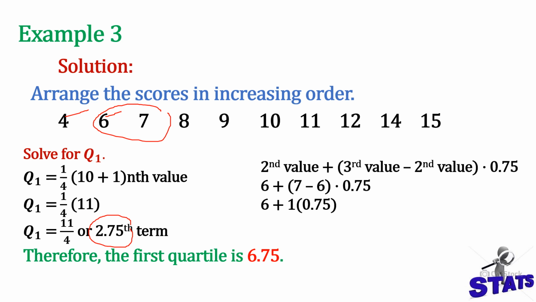Yung second value, third value minus the second value. Subtract lang po natin. The answer is 1. Then, multiply po natin yung sobra ditong decimal na 0.75. Still, the answer is 1. Okay? Then, the answer is 0.75. Then, plus lang po natin yung lower, which is 6, lower part ng ating position kanina na nakuha. 6. So, the exact location of Q1 is 6.75.